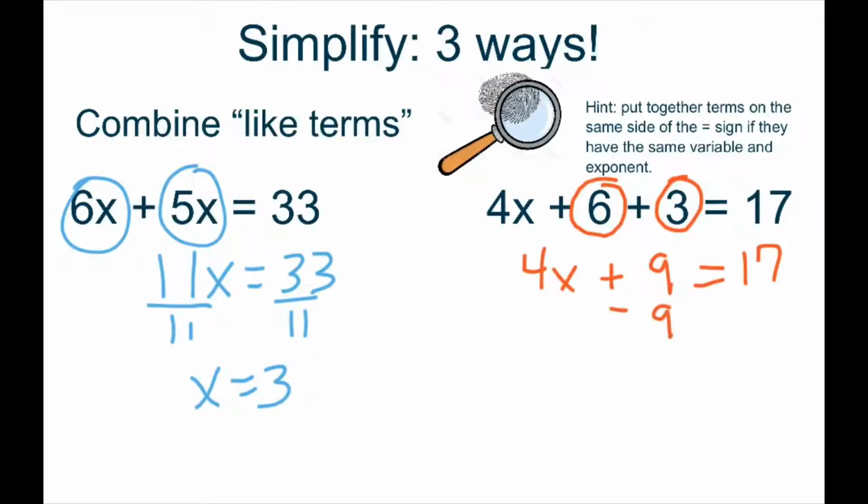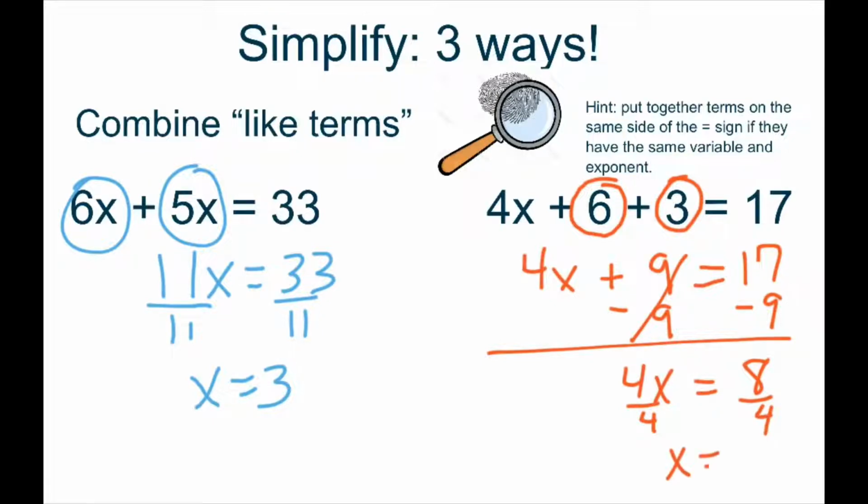Subtract 9 from both sides to undo the addition. Now I have 4x equals 8. Now undo the multiplication by dividing both sides by 4. X is 2.